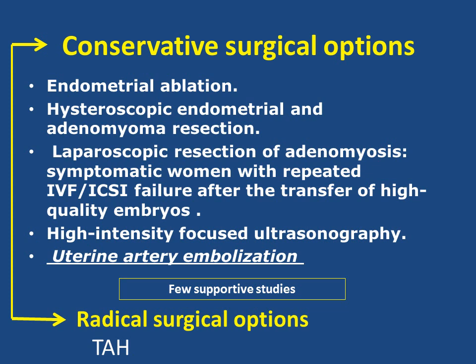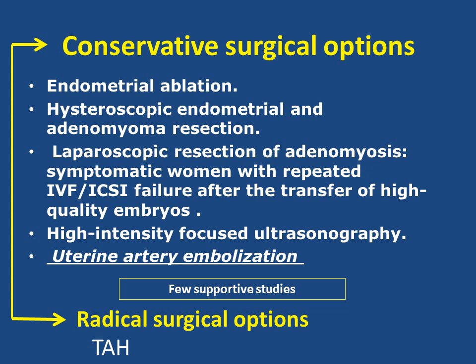Now, what about surgical treatment? Surgical treatment can be conservative surgical treatment or radical surgical treatment. Previously, the ultimate and definitive treatment of adenomyosis is total abdominal hysterectomy. But this line of treatment is offered for women who completed their families and are not willing to have babies. But women willing to have babies should have a conservative surgical treatment after failure of medical and hormonal treatment. The conservative surgical treatment can be hysteroscopically made or laparoscopically made or by open surgery.